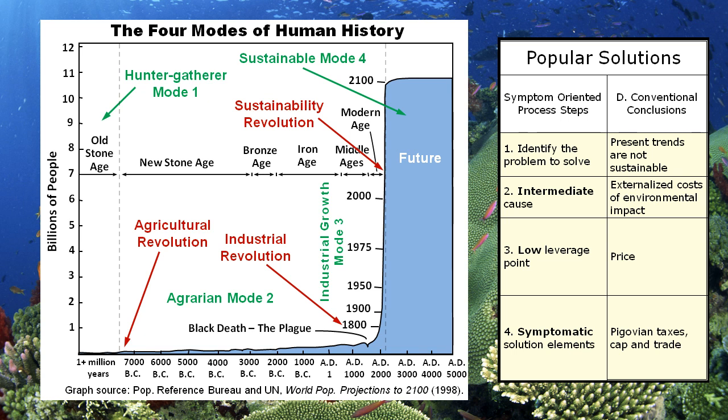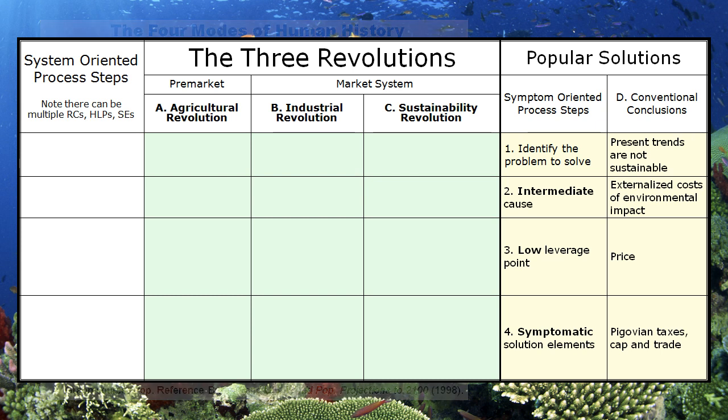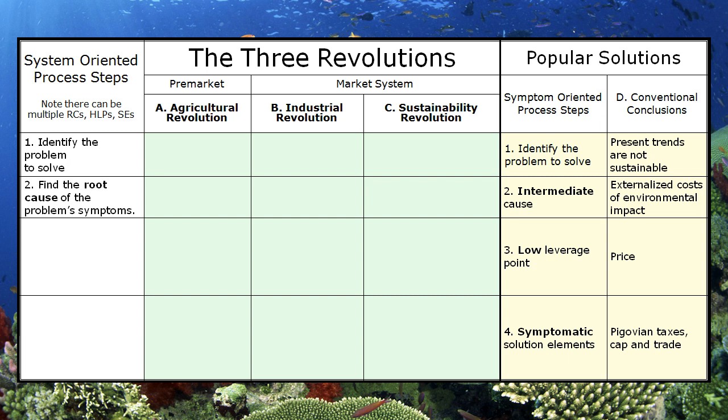To analyze these 3 revolutions, let's enlarge the grid. The process we think needs to be used has 4 steps. The first is identify the problem to solve. The second is find the root cause of the symptoms. This is the crux, because it makes or breaks your entire analysis, so it's worth spending considerable time in this step. Root causes to difficult problems can be very hard to find. How long, for example, did it take to find the root cause of infection, or evolution, or the motion of the planets?